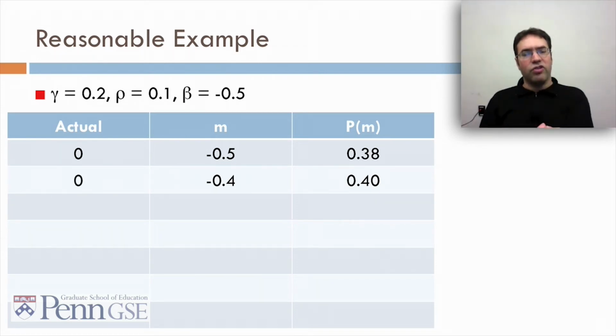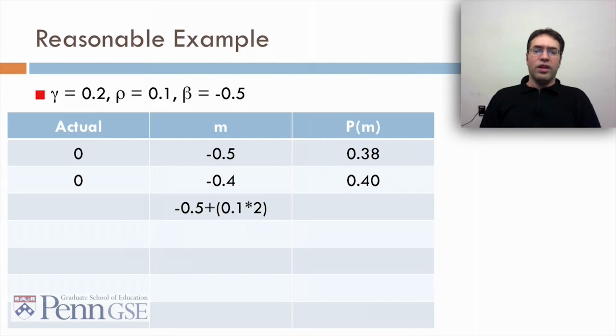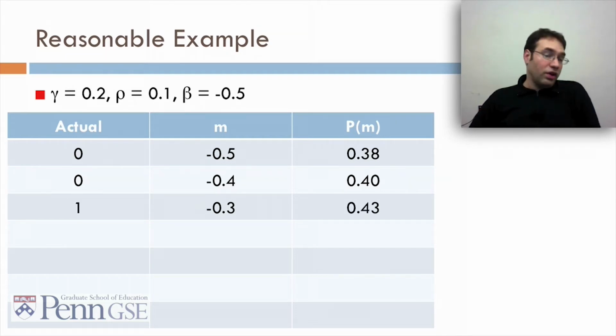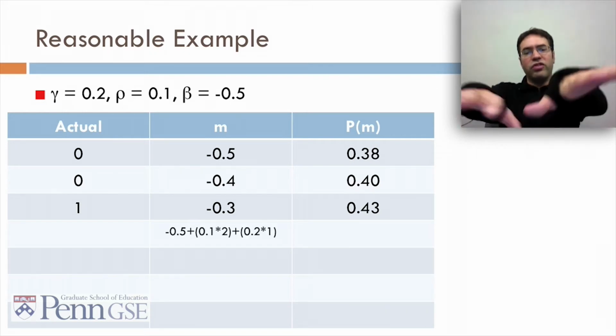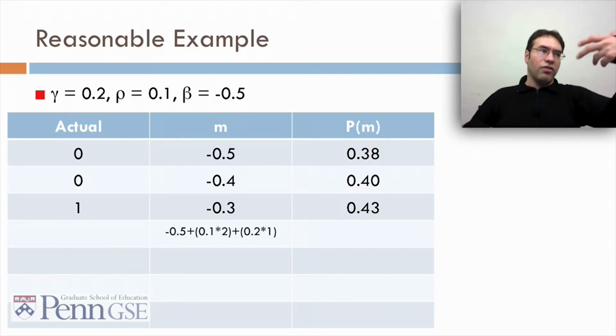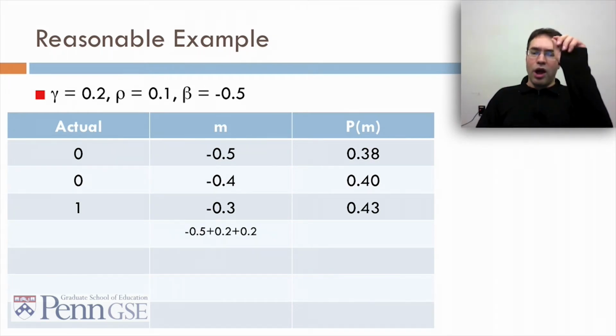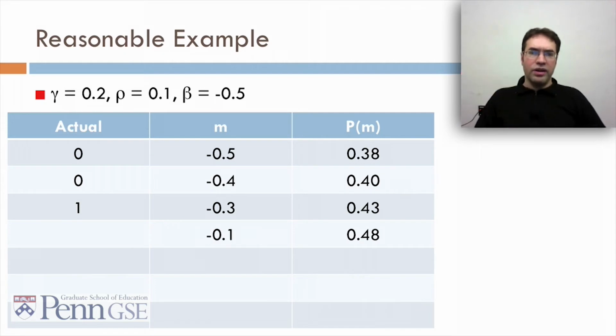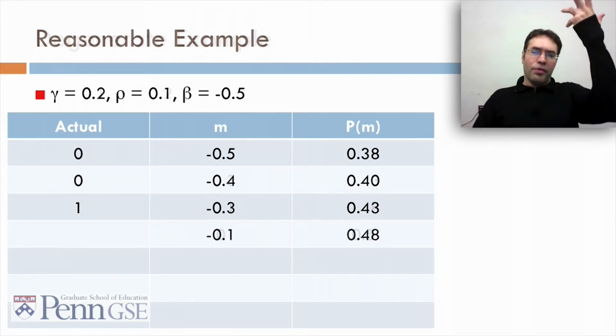And in fact, let's say the actual is 0. In this case now, the m will be negative 0.5 plus 0.1 times 2. We've got two failures now that are weighted 0.1 for rho. Negative 0.3 is the result, which gives us a p of m of 0.43, and the actual is 1, let's say. So now they have two failures and one success. So now the function is just a little more complex. It's negative 0.5, the beta, plus two failures, one success, which gives us a probability of m of 0.48, and you can see it's kind of just going up over time.